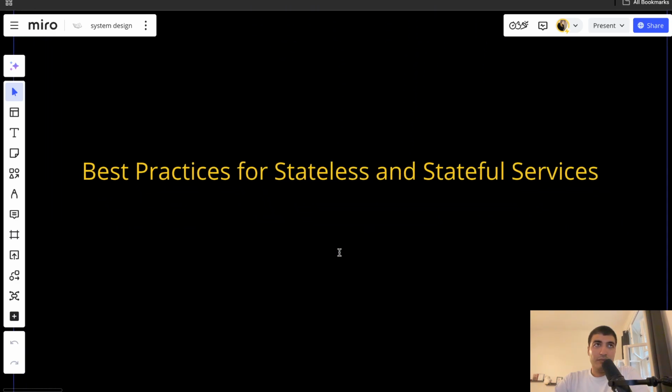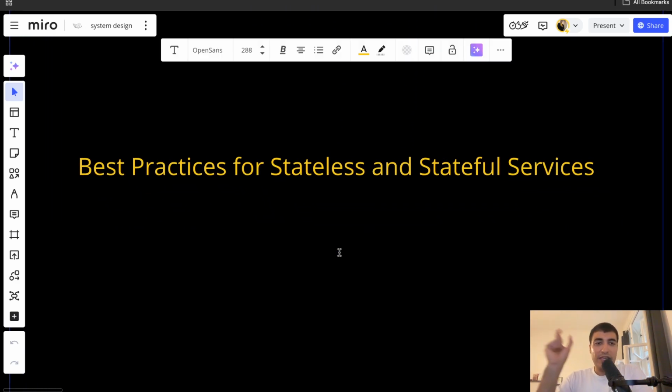Let's talk about best practices for stateless and stateful services. First, keep services stateless when possible. Whenever possible, aim to keep your services stateless. This makes your system easier to scale, reduces complexity, and increases reliability. When you need to store state, consider externalizing it to a cache or a database.